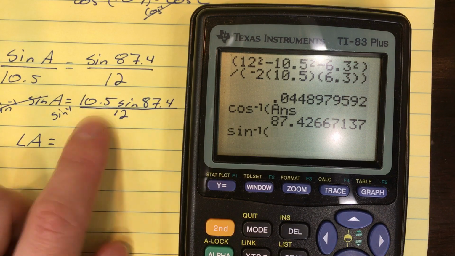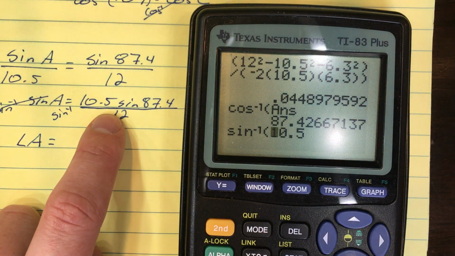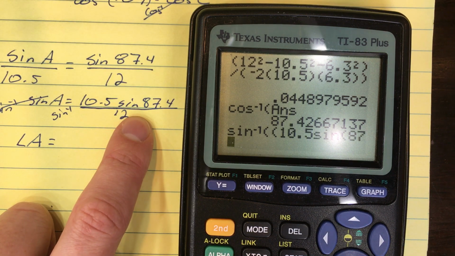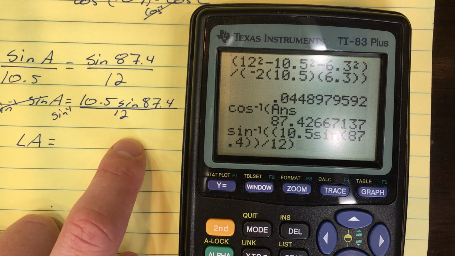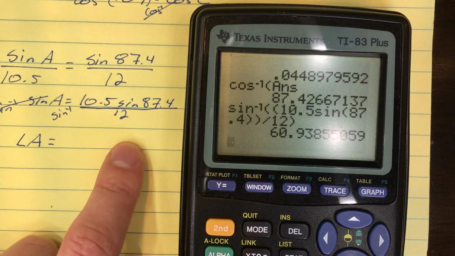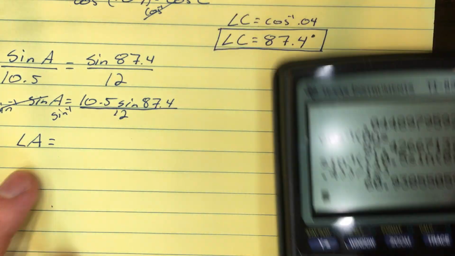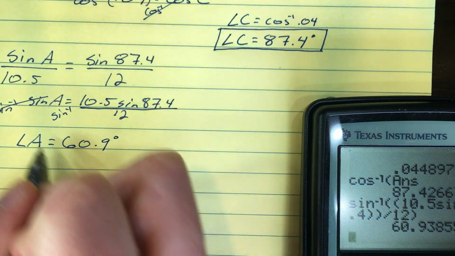So sine inverse, and now we have 10.5. Let's do some parentheses here. 10.5 times sine of 87.4. There's our numerator, divided by 12. Close the parentheses for the sine inverse. And we get 60.93. And that's going to stay as 60.9 when we are rounding to the 10th. So 60.9 degrees.